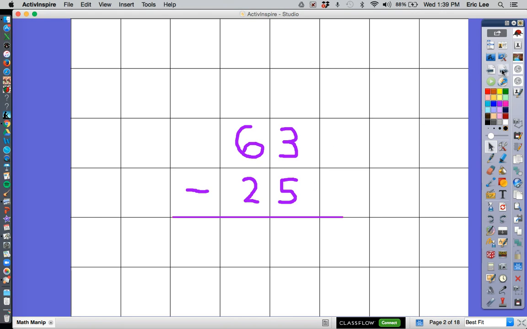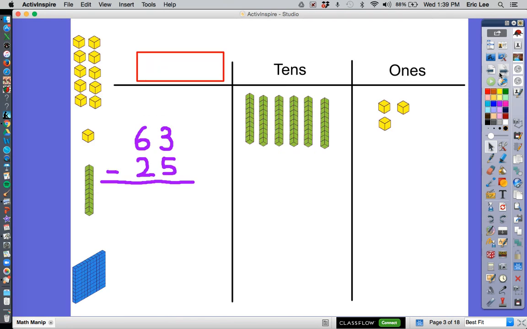So let's see what it looks like with the models first. 63 minus 25. So here we go, there's our problem, and I built it here with models. When we do subtraction, we don't build both numbers. I don't build the top number and the bottom number. We're only going to look at that top number, and we're going to subtract that bottom number from it. So I have 63 up here. I've got 1, 2, 3, 4, 5, 6 tens right there, so there's my 60. And I've got 1, 2, 3 ones over here. So there's my 63 right there.